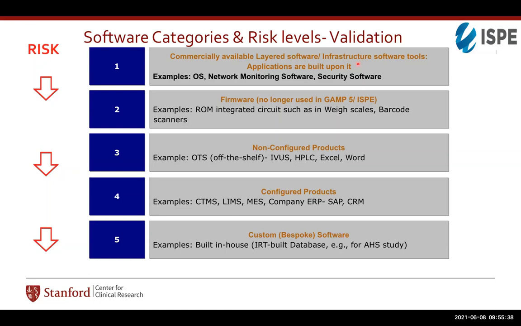has done a very good job in classifying the software categories based on risk. So these are the categories with increasing risk level from 1 to 5. Operating system, networking, and all those things, one doesn't have to worry about, because they get qualified when we are trying to make our system qualified. There are firmwares. These are integrated circuits, such as a bathroom weight scale. There must be some kind of RAM chip there, or even the barcode scanner that you can use to scan a label or anything that you want to scan.